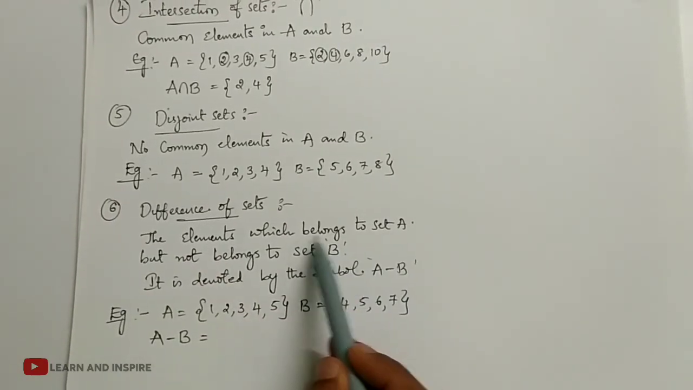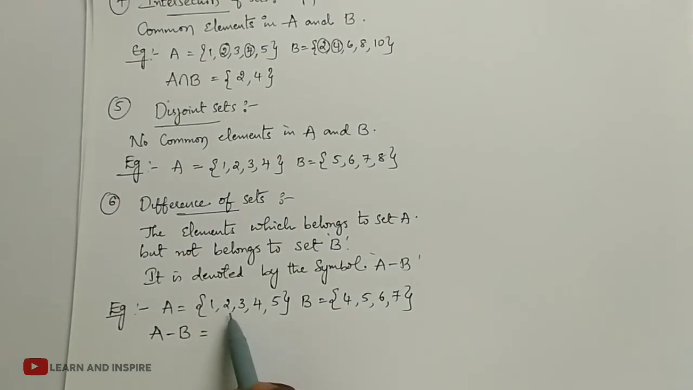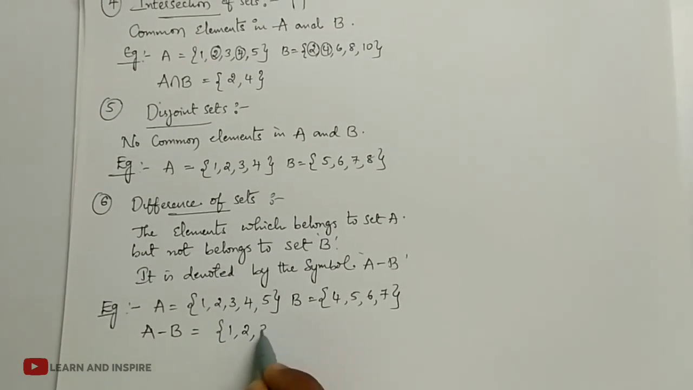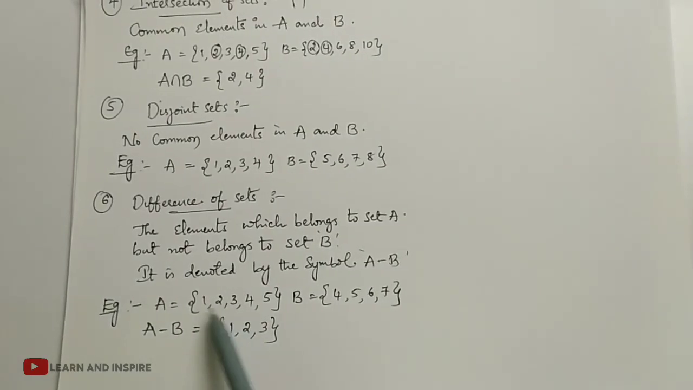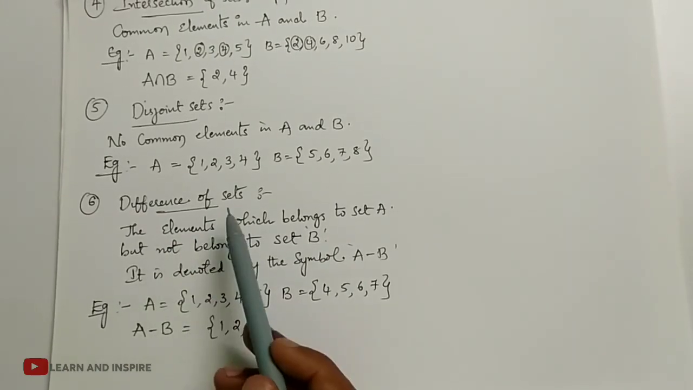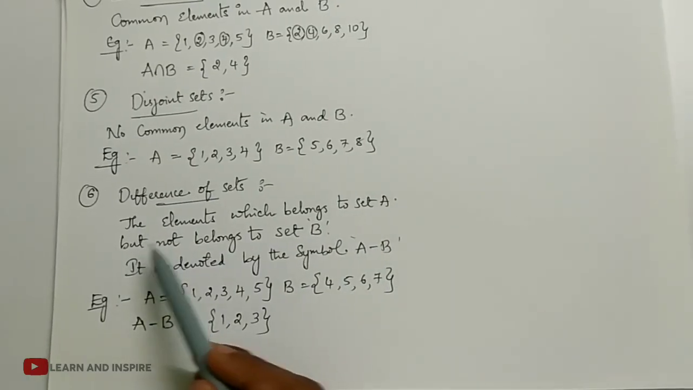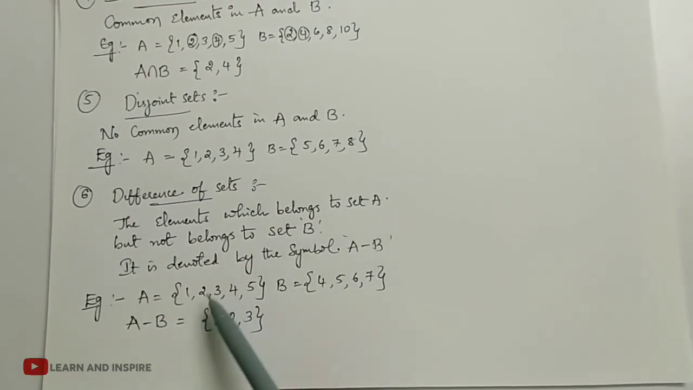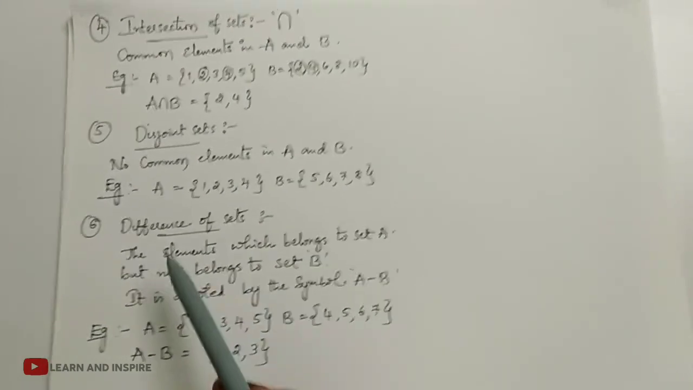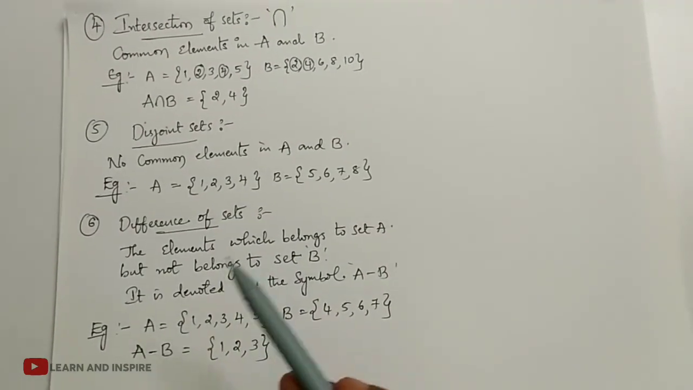So you can see which belong to set A but do not belong to set B. That means 1 2 3 are the elements which are not present in set B. A minus B is equal to 1, 2, 3. Okay, so 1, 2, 3 are the elements not present in set B. So difference of sets is nothing but the elements which belong to set A but do not belong to set B. So 1, 2, 3 are elements which are in set A but not in set B. So this is the sixth type of set.